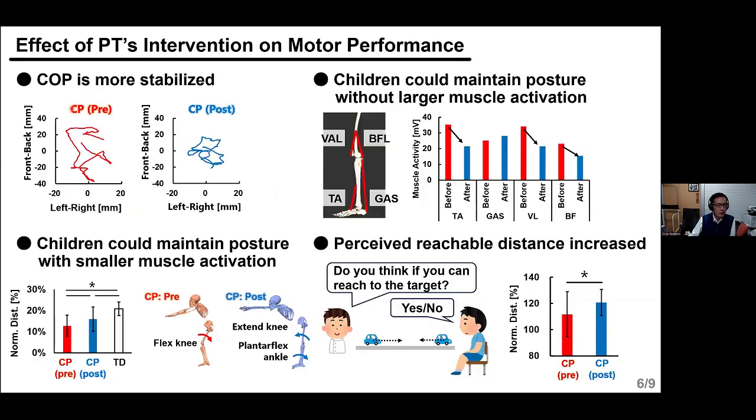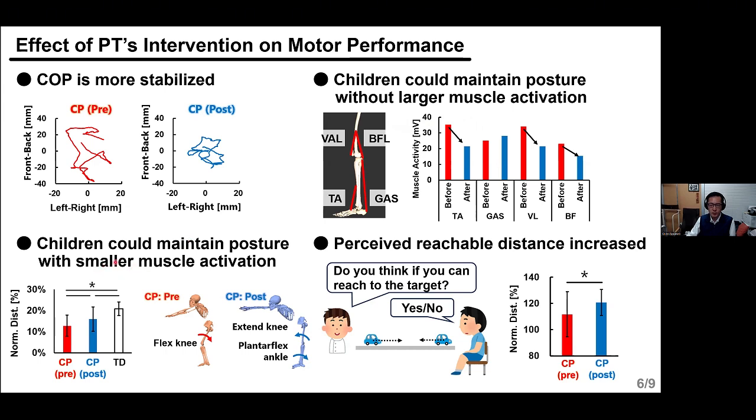Now I show how physical therapist intervention affects motor performance. Center of pressure while standing upright becomes smaller compared to before the therapy, and it means that the posture is stabilized after the interventions. We also measured 4 extrinsic muscles here. Interestingly, we found that most of the muscle activation decreased after PT's interventions. So it means that those children with CP could maintain their posture without activating large muscles.